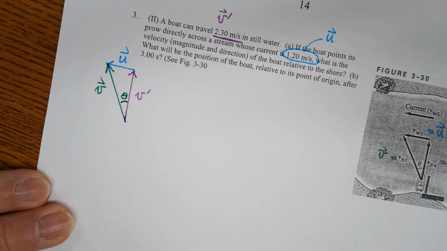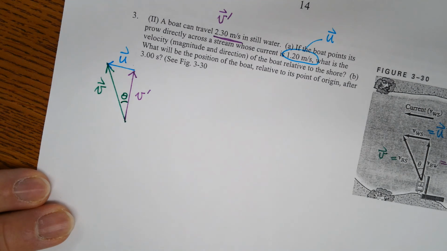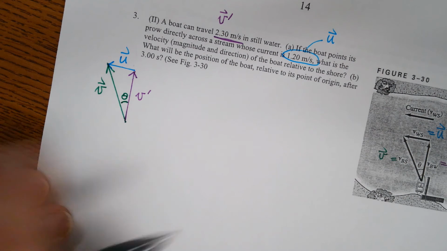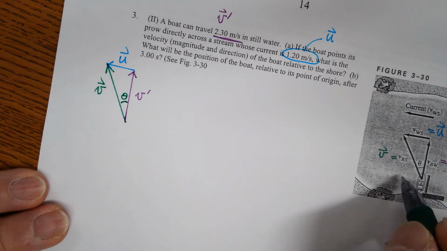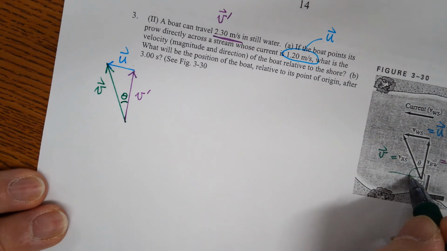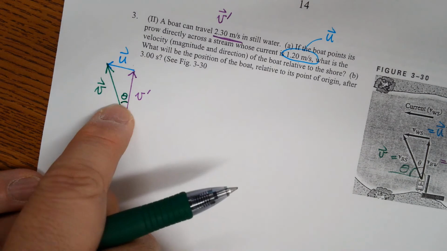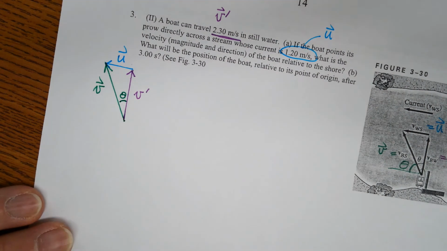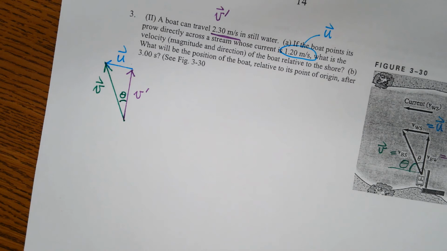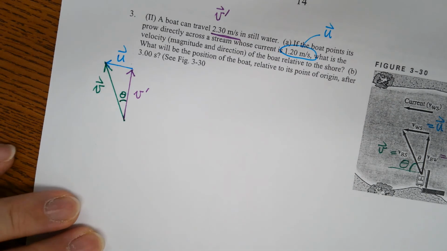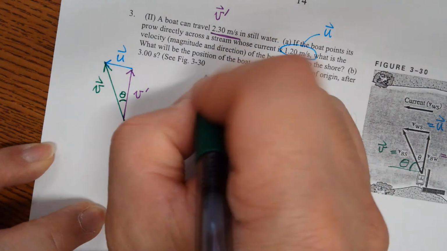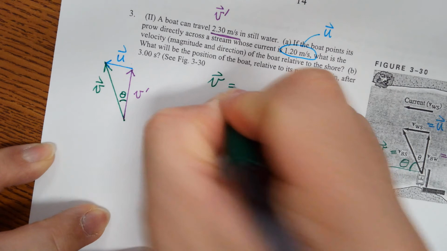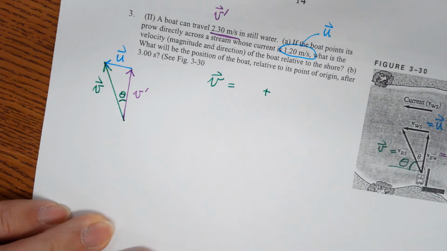All right. So what is the velocity, magnitude, and direction, of the boat relative to the shore? It's just relative to the shore. But why did it give us this theta? So this is relative to the shore. I think maybe we have to find this theta right here. Okay. So this is the reference angle. Okay. So here we go. We always start with V is equal to V prime plus U.